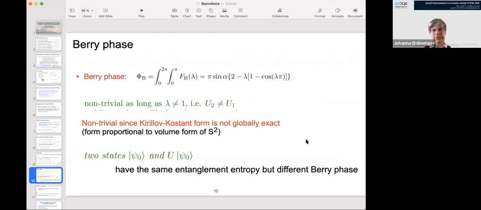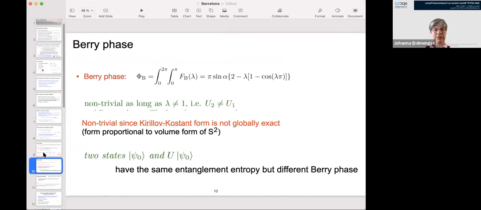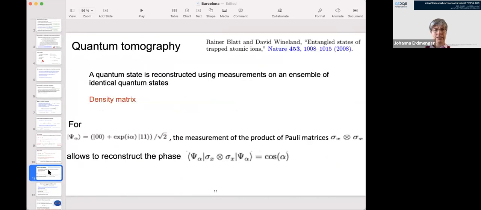Okay, so that's what I stated here. So two states, the ground state and this unitarily transformed ground state, have the same entanglement entropy, but a different Berry phase. Okay, and this may have experimental consequences. For instance, this is a structure which can be measured.